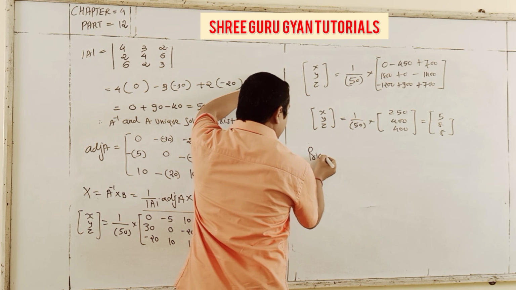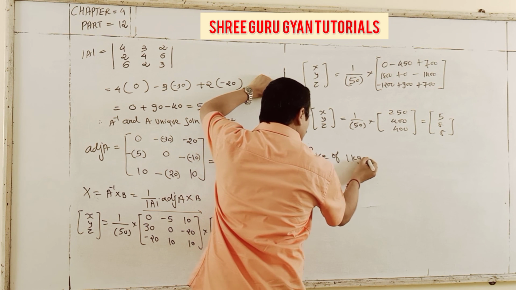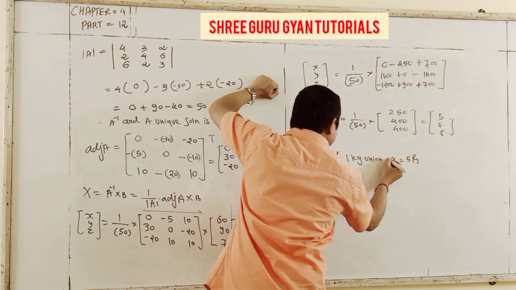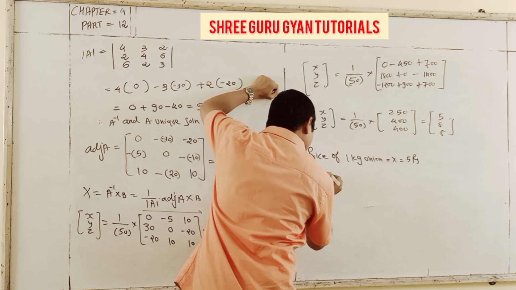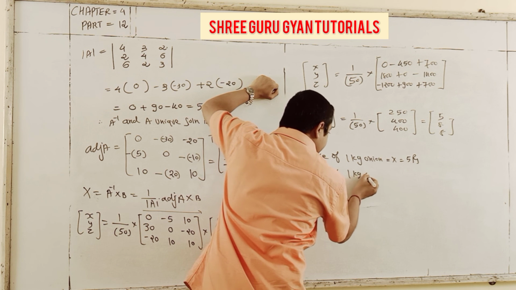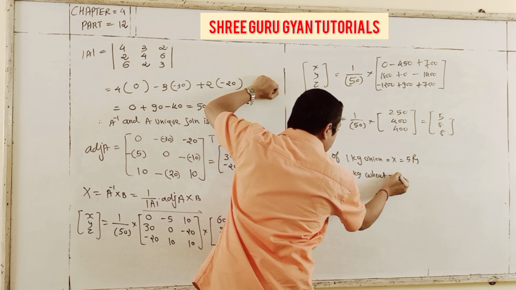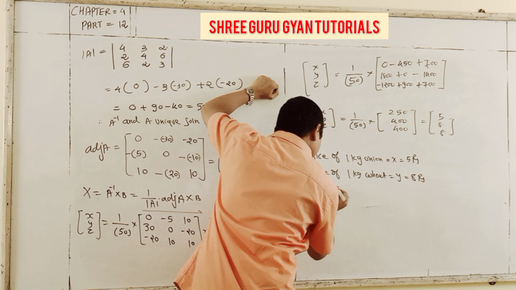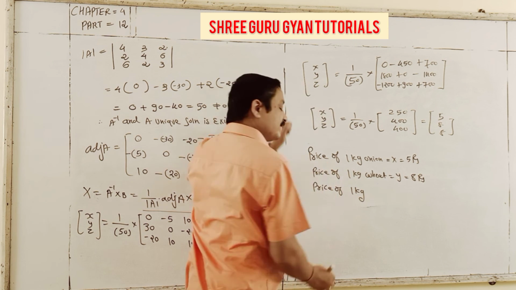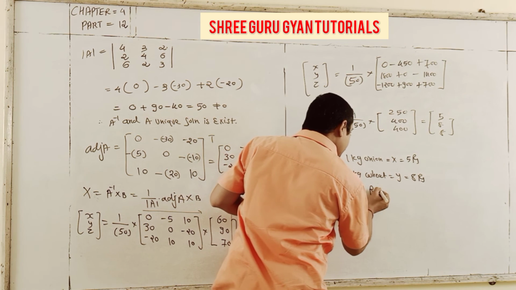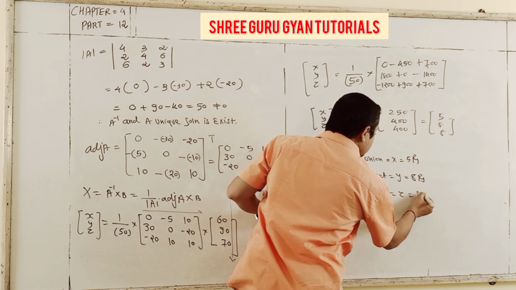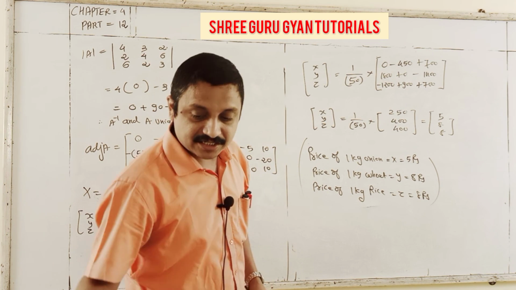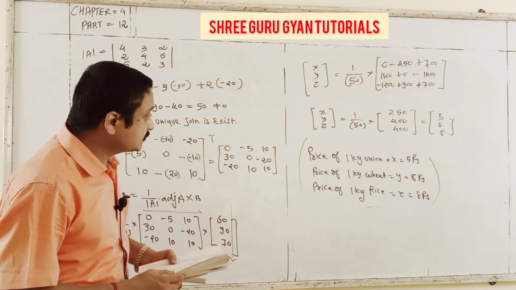So the price of 1 kg onion is X, 5 rupees. Now continuing, the price of 1 kg wheat, Y, is 8 rupees. And last, the price of 1 kg rice is Z, 8 rupees. That is the students' final answer. I will check my answers. Yes, the prices are 5, 8 and 8.